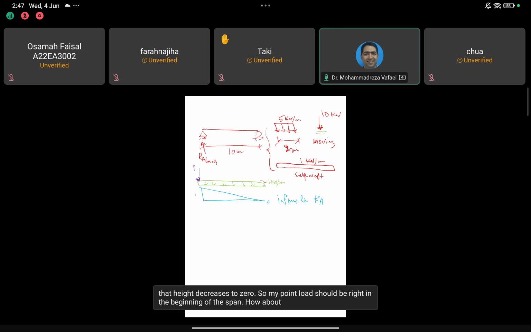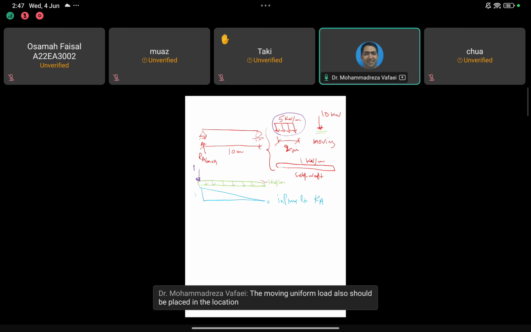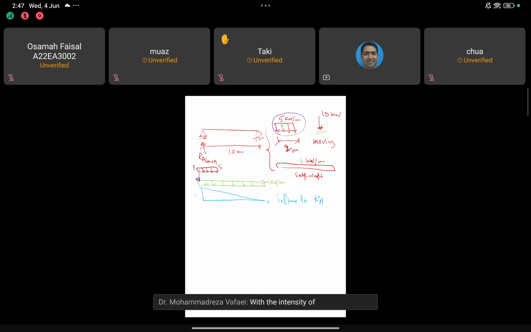How about the uniform load? The moving uniform load also should be placed in the location where it gives the largest area. Again, that should be at the beginning of our beam or slab, because it's the area in which the height is the largest. So that one also should be placed here with the intensity of 5 kilonewton per meter. So that one was 10, and this one is 5.